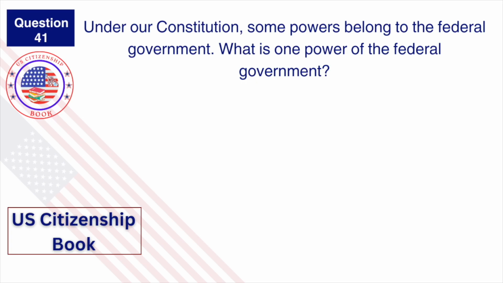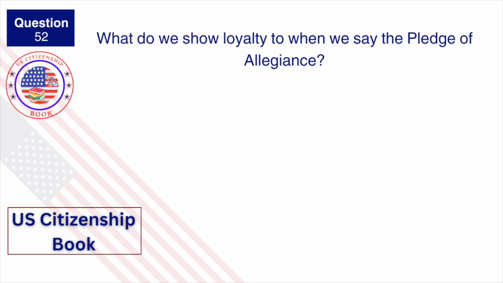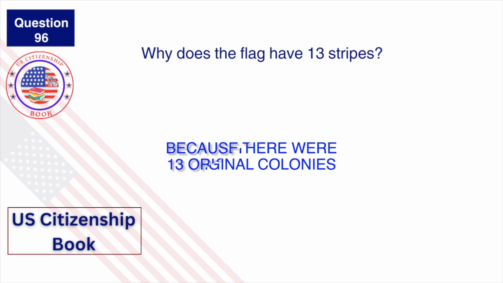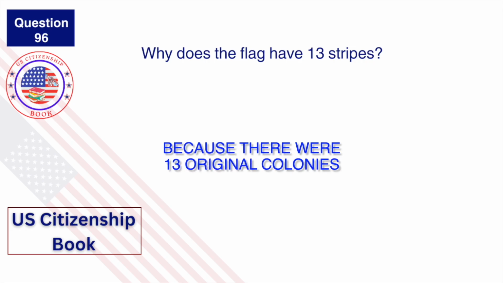Under our Constitution, some powers belong to the federal government. What is one power of the federal government? To print money. What do we show loyalty to when we say the Pledge of Allegiance? The United States. Why does the flag have 13 stripes? Because there were 13 original colonies.